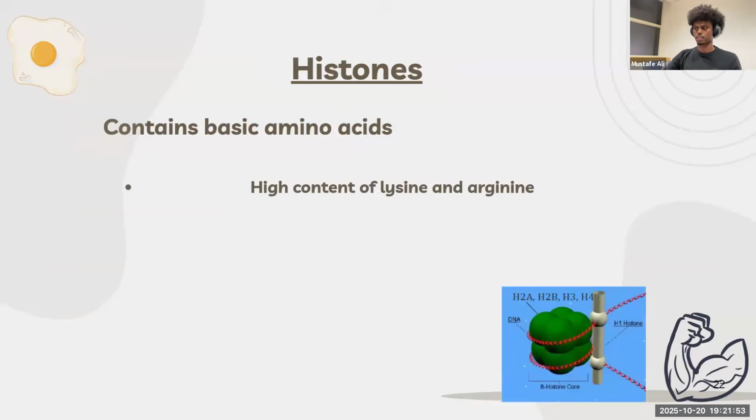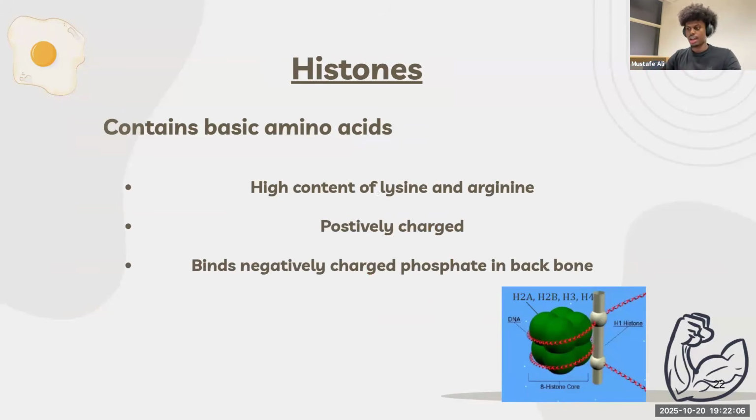Okay, perfect. Now, for histones, it was mentioned in your slides that histones have a high content of lysine and arginine, which are basic amino acids, and they are positively charged. And you guys probably know that DNA is negatively charged. Because they're negatively charged and the histone proteins are positively charged, they will bind onto the DNA and are involved in DNA regulation and all of that.